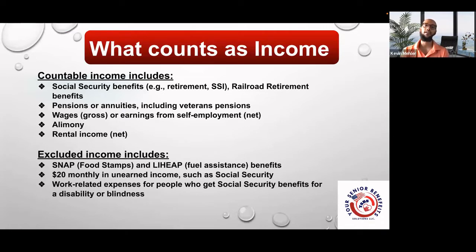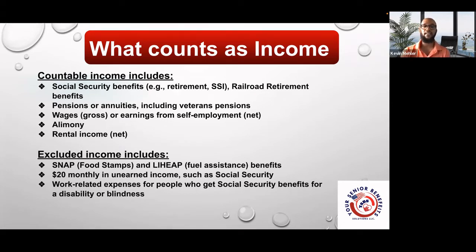Okay. Now, what counts as income? So we have things such as your Social Security check or any form of retirement, so SSI, railroad retirement benefits. If you get a pension and have an annuity or any veterans pensions. If you still work, some of my seniors do still work, right, at Walmart or so, those are counted income, as well as if you are self-employed, they would look at your net income, any form of alimony, rental income. Again, this would be the net as well.